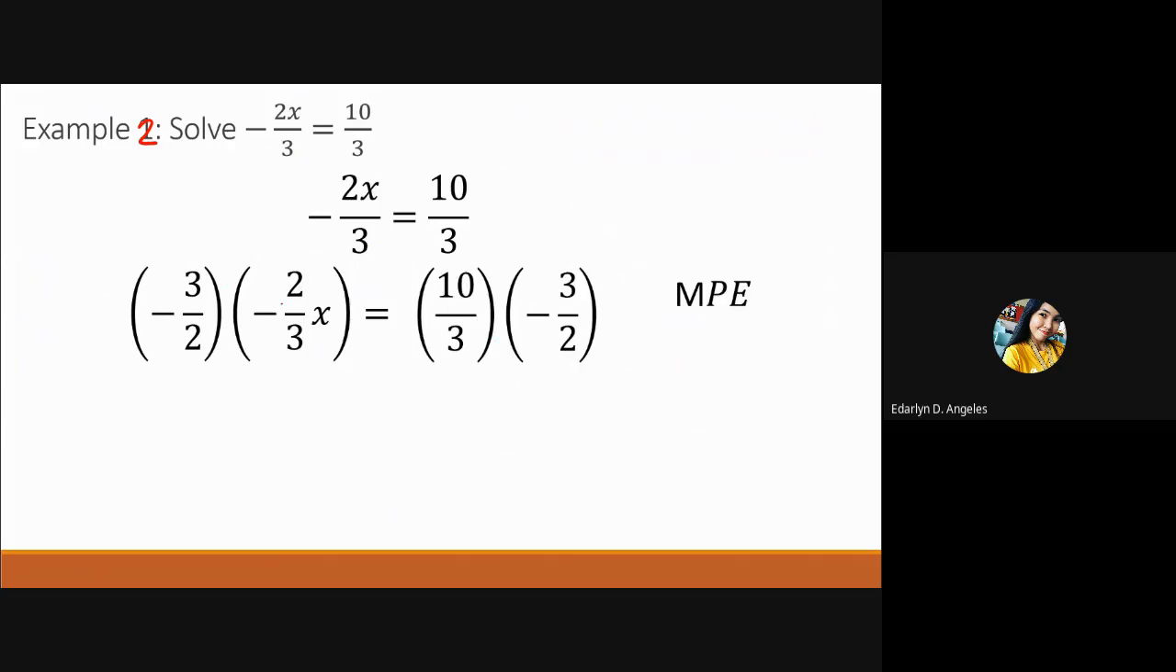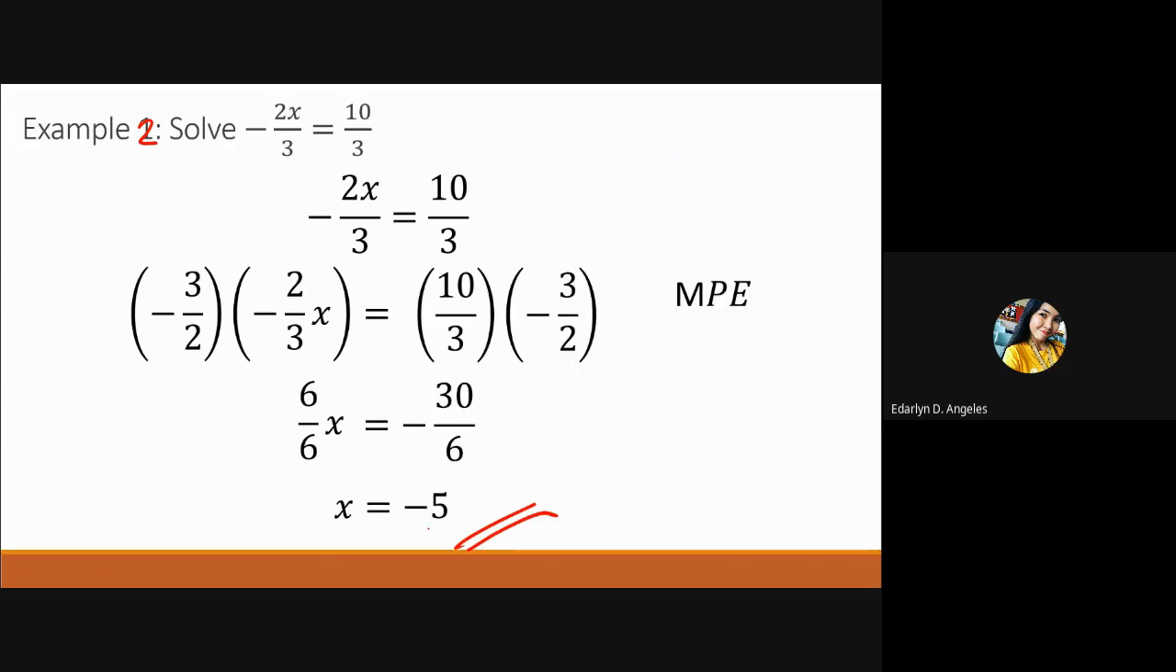And then just simplify what is negative 3/2 times negative 2/3. It would now be positive 6/6x. On the right side, 10/3 times negative 3/2, the product would be negative 30/6. So notice here that we could already cancel or reduce it to lowest term. So that's 1x, or just simply x, equals, the lowest term of this would be negative 5.